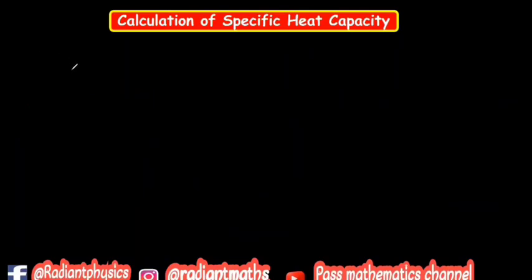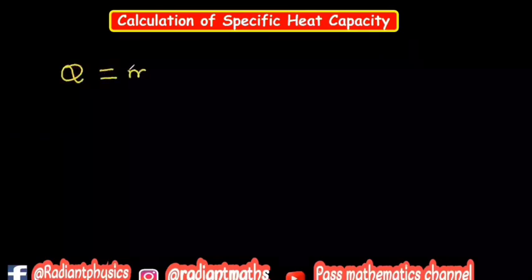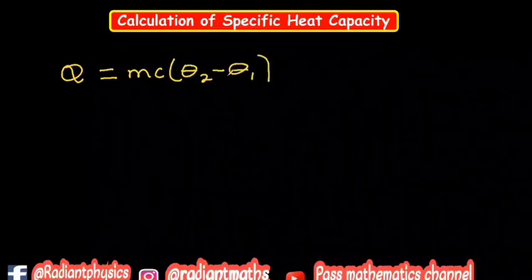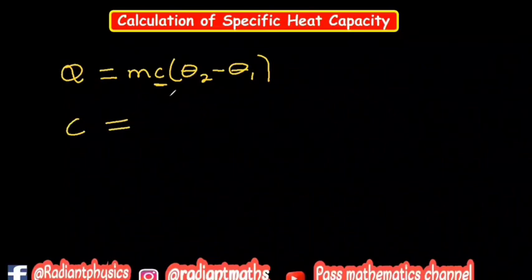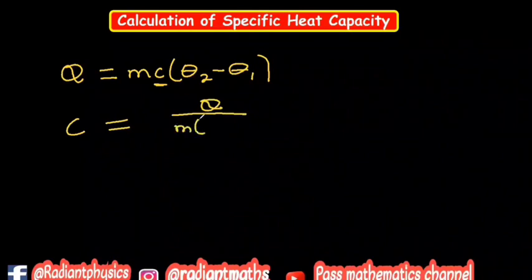Remember that the quantity of heat is given as this. Yes, this is the mass of the substance. This is specific heat capacity, final temperature, and initial temperature. So when we make C subject of the equation, we are going to have our specific heat capacity formula as this: Q over M, brackets, final temperature minus the initial temperature.